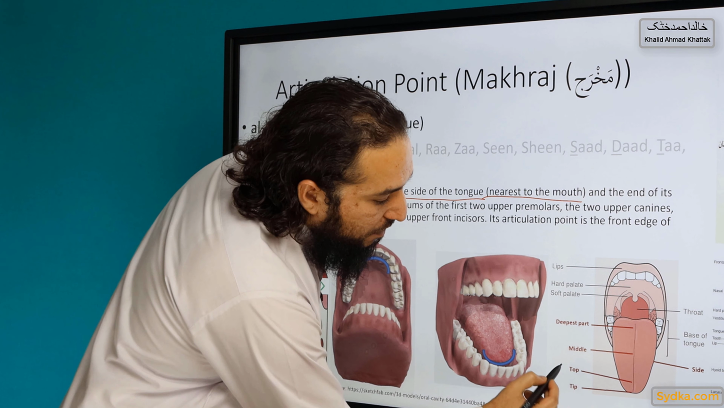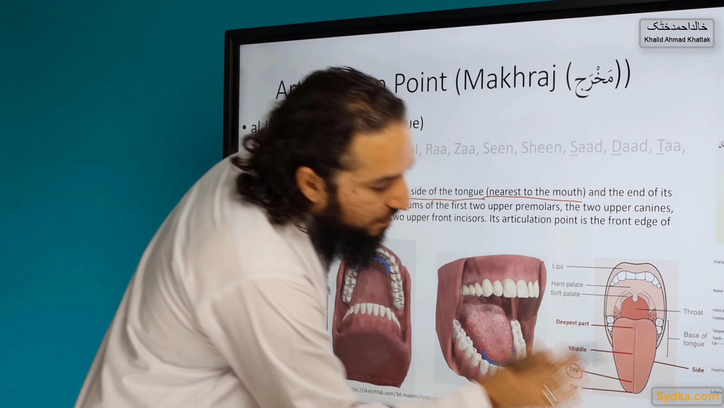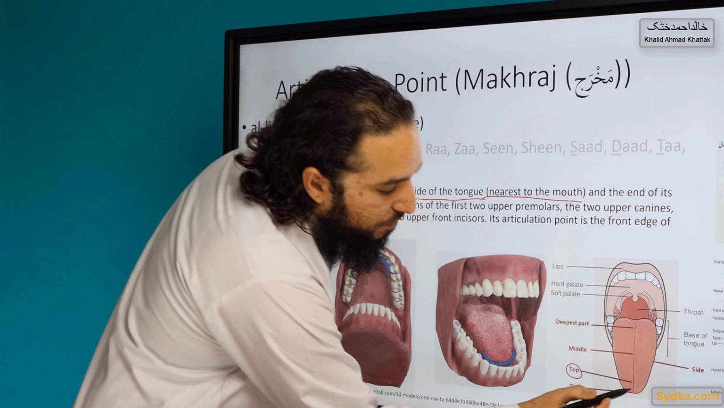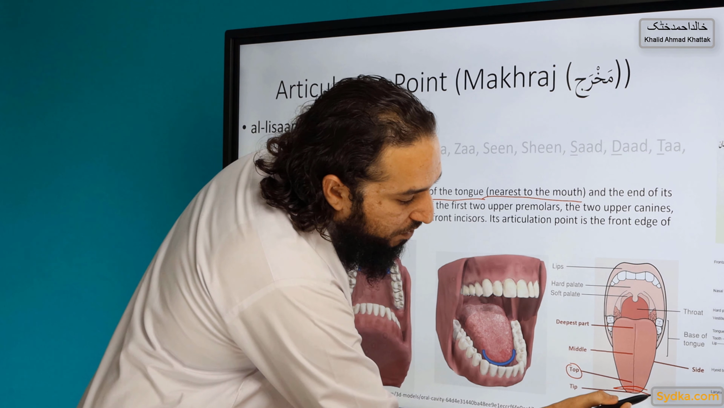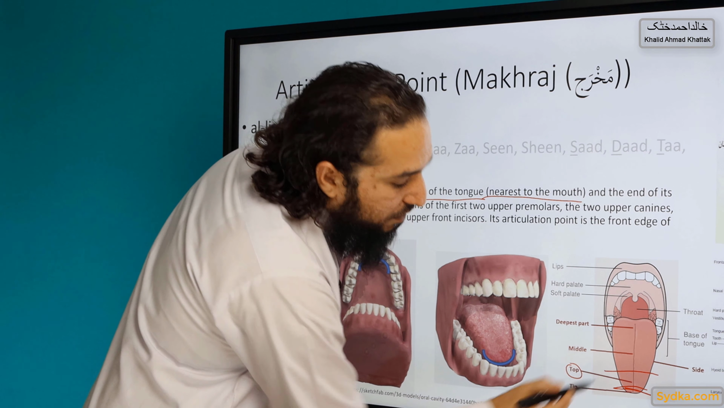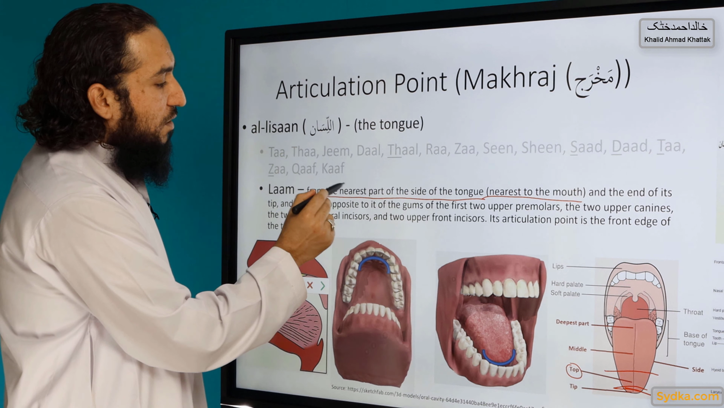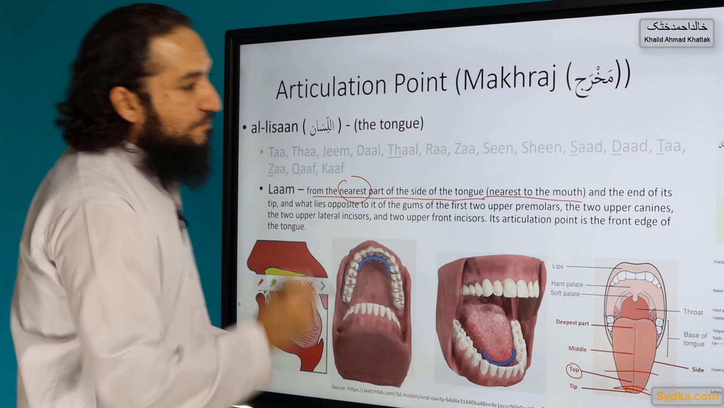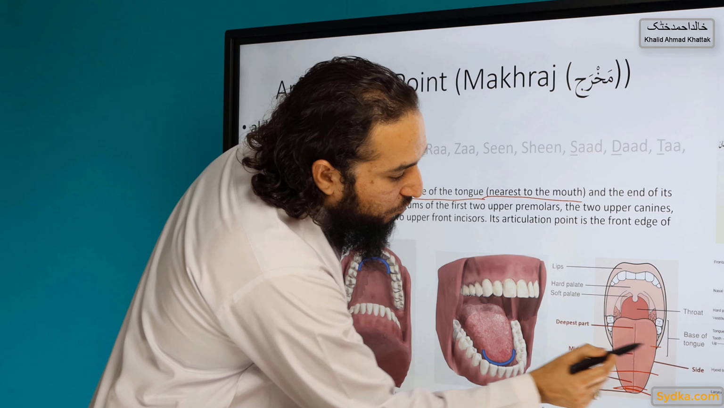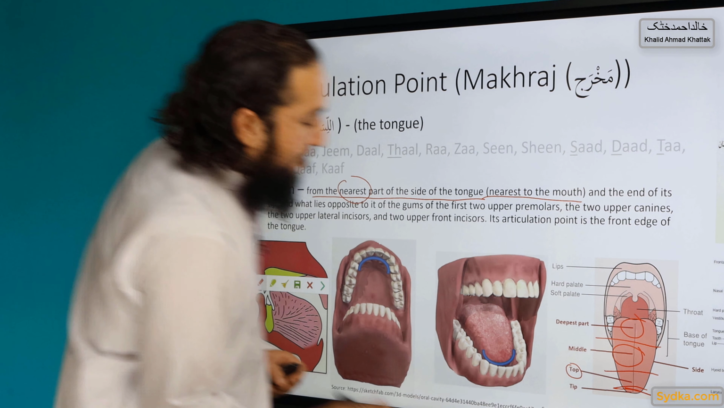The top is called the nearest part as well. So if we divide, again, we divide the tongue into a few parts. The first part would be the tip of the tongue, and then we have the top of the tongue, or it's called the nearest part as well. And then the other one would be the middle of the tongue, and this is the deepest part of the tongue.